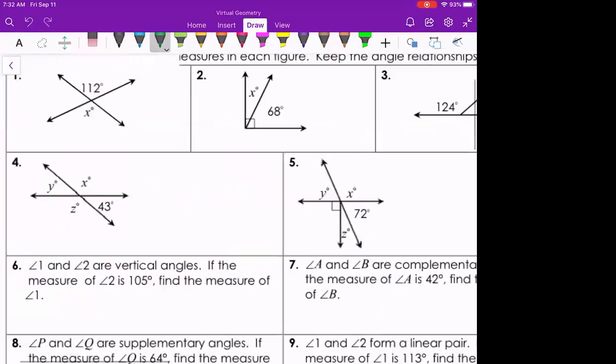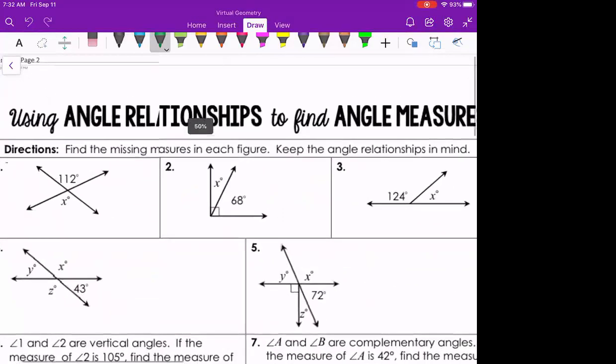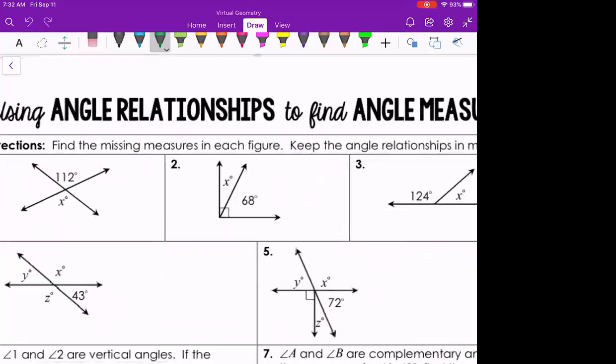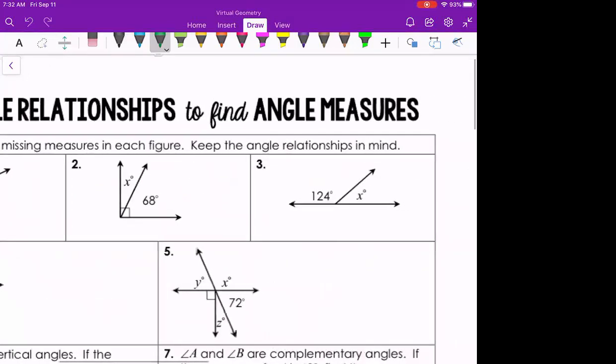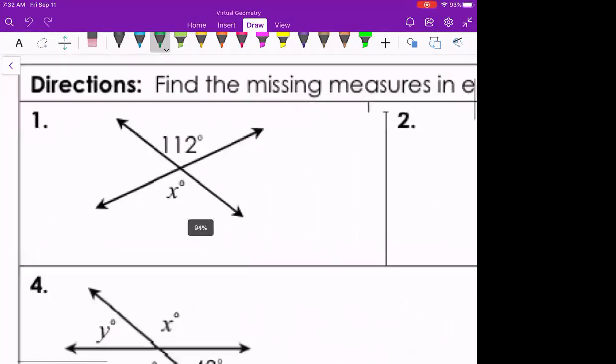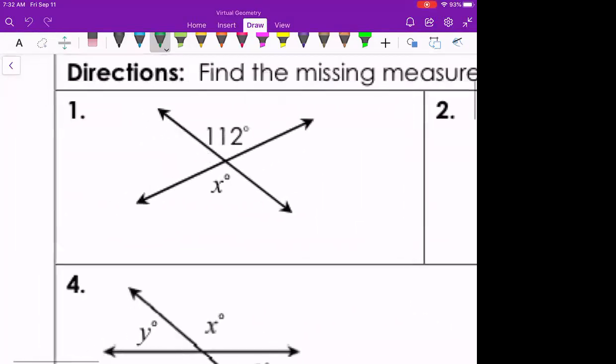All right. So let's see what happens when we start bringing in some problems here. First thing we're going to do, find the missing measure in each figure. Keep the angle relationship in mind. So we're going to first look at each one, say what the relationship is, and then that tells me how I should solve this. Because again, if they're vertical, then they're supposed to have congruent measures, so they'll be the same. If they're linear, they need to add up and be 180. And then we've got the idea of complementary and supplementary.